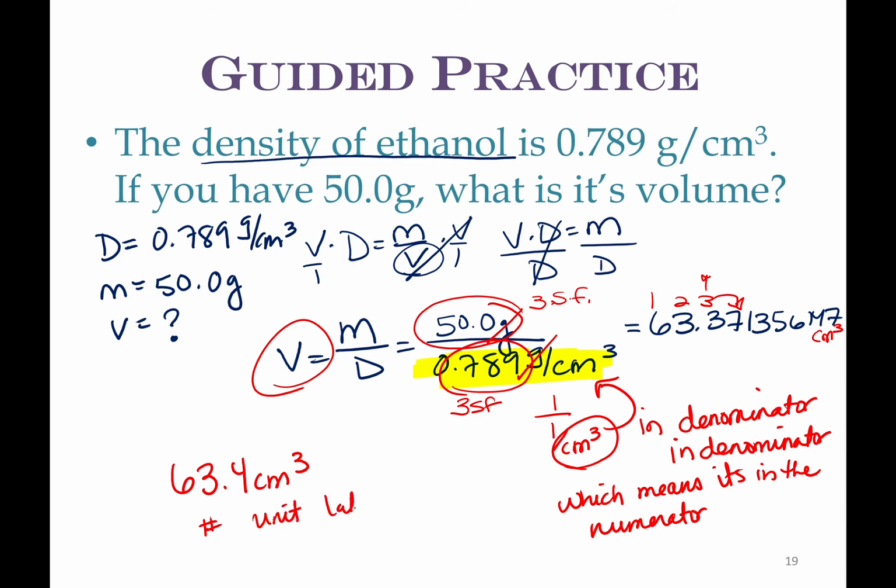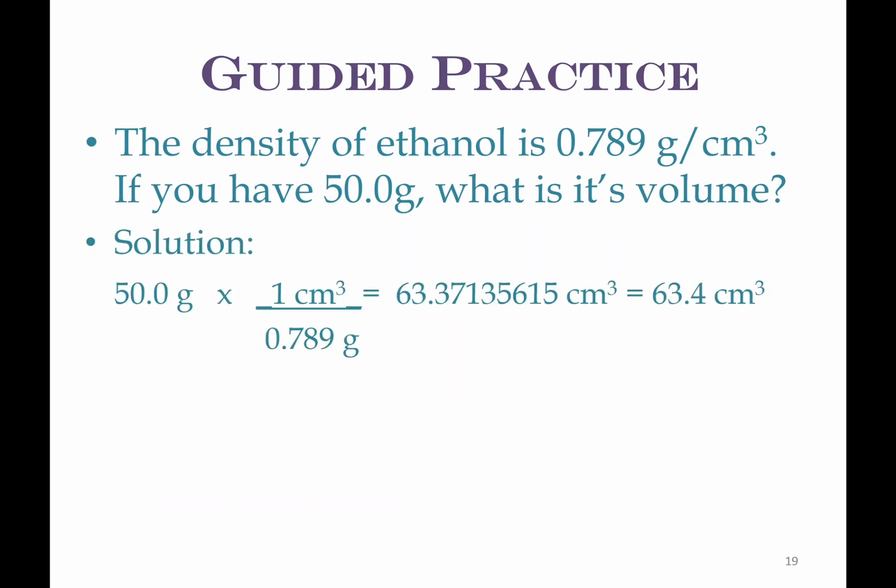I have a number, I have a unit, but now I need a label. So what is my label? What do I have 63.4 centimeters cubed of? Ethanol. So this is my final full credit answer. Erase that because I have it here too if you'd like to see it in type.